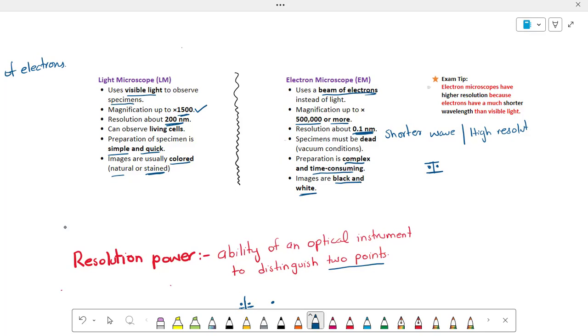So here I add the example. Electron microscopes have high resolution power because electrons have a much shorter wavelength than visible light. As I already explained, this is an important tip for the exam. So you have to remember it.